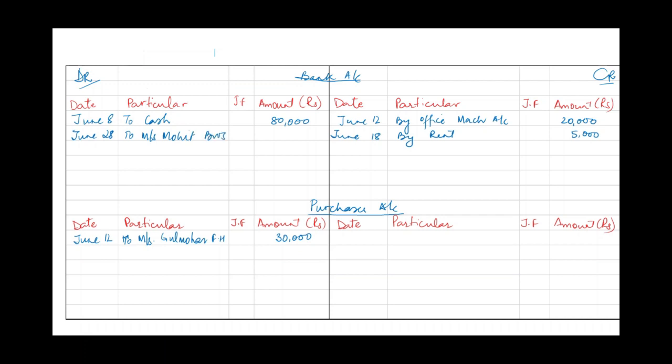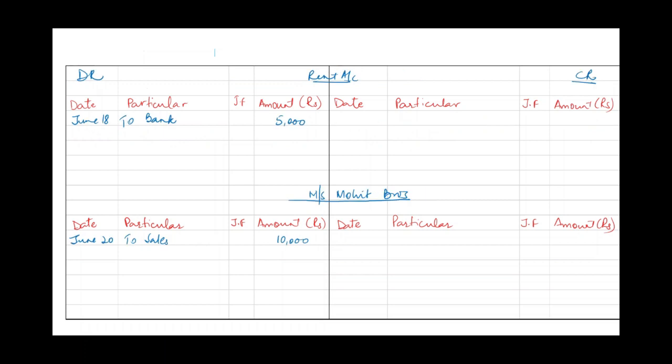Brothers. How much is the amount he had to pay me? 10,000, right? So 10,000, and then I go to Mohit. Where is Mohit? Yeah, here. So on June 28th, he paid by check, right? So I'll say by bank 10,000.